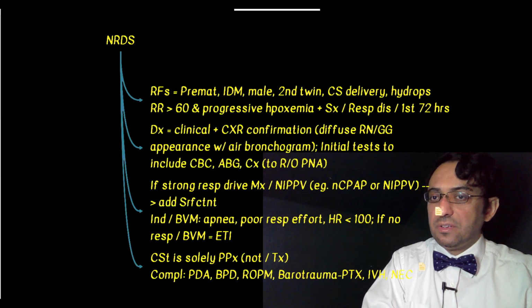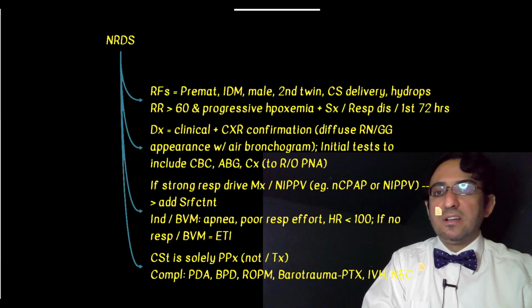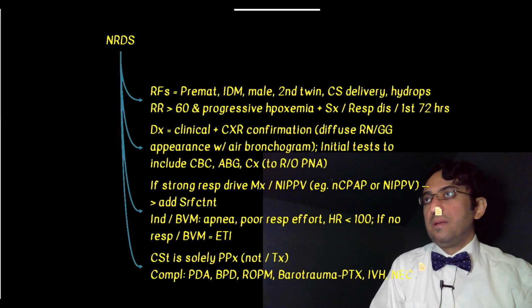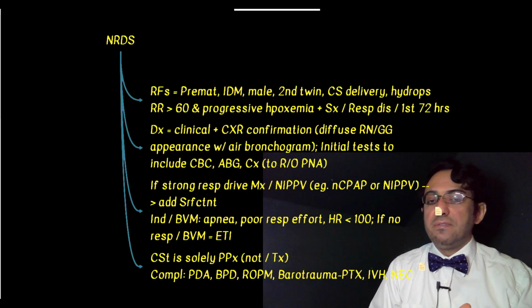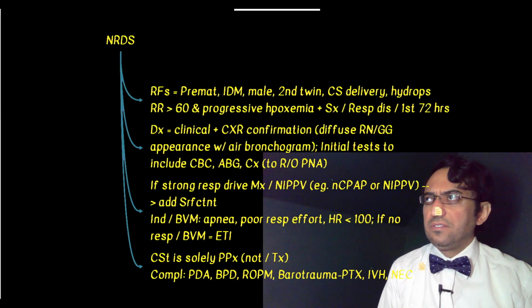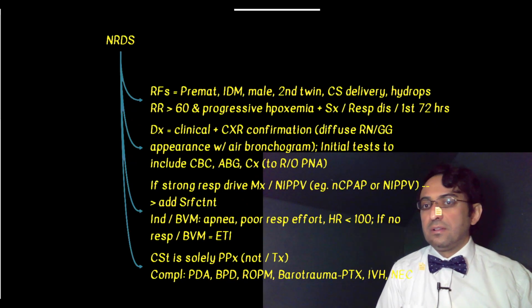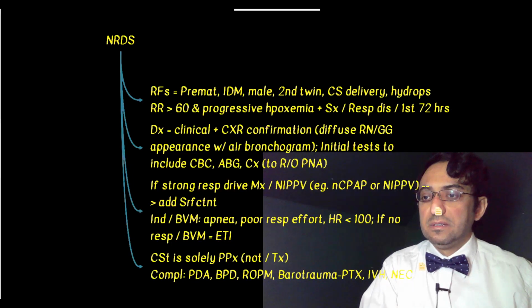If you have a case of such child, what is the workup? Even though the diagnosis is clinical, we need to order chest x-ray, CBC, ABG, and cultures. Why are cultures important? We need to rule out pneumonia whenever we have an infant with respiratory distress. Now, what are the findings in chest x-ray? They include the well-known reticular nodular or ground glass appearance, but I also want you to remember the second important finding, and that is air bronchogram.